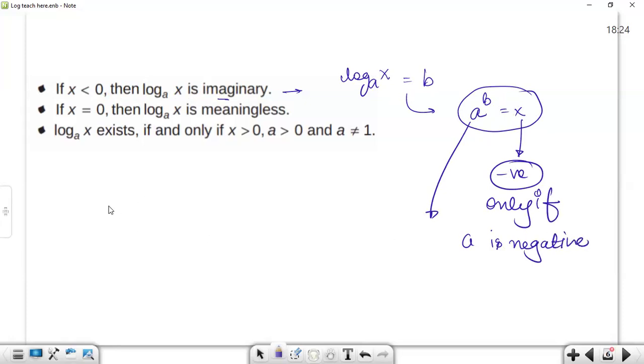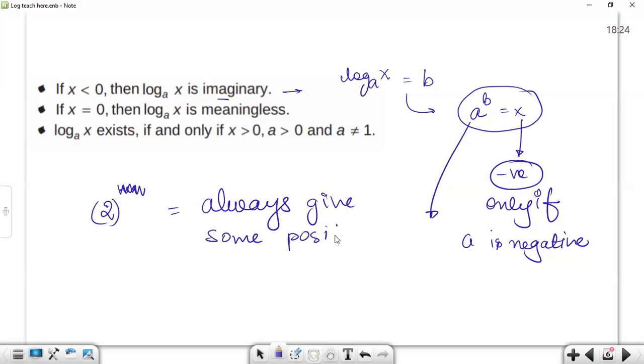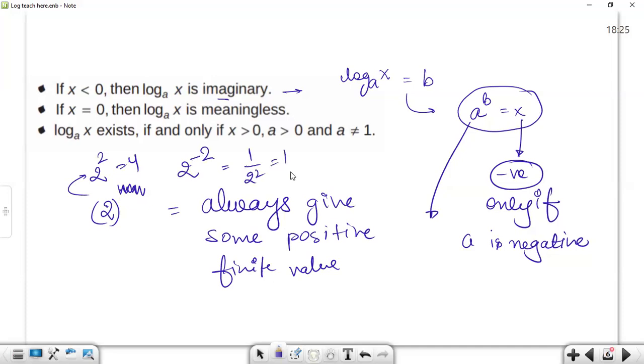Understood? Why? Let us consider a scenario. 2 raised to power anything will always give some positive finite value. Maybe it is 2 raised to power 2, it is 4. 2 raised to power minus 2 will be 1 by 2 raised to power 2, which is 1 by 4, which is still positive. Correct? Understood? Yes, sir. So 2 raised to power anything will always give a positive value.